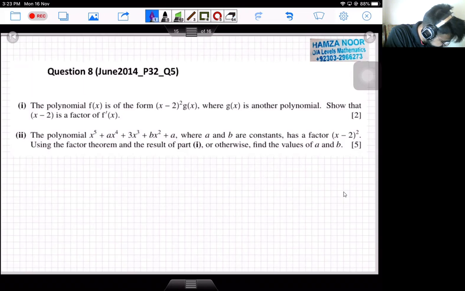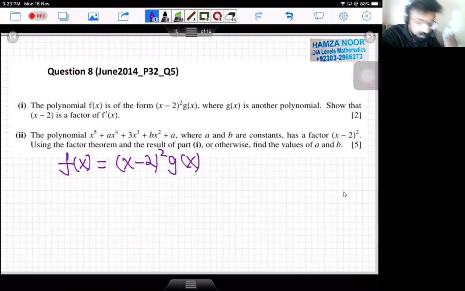So since you know that f(x) is equal to (x minus 2) the whole thing squared times g(x), you need to differentiate the f(x) function. Now, two functions are being multiplied together. One is (x minus 2) the whole thing squared, the other one is g(x). But what exactly g(x) is, you don't know. But what you know is that you will differentiate this by the product rule formula.